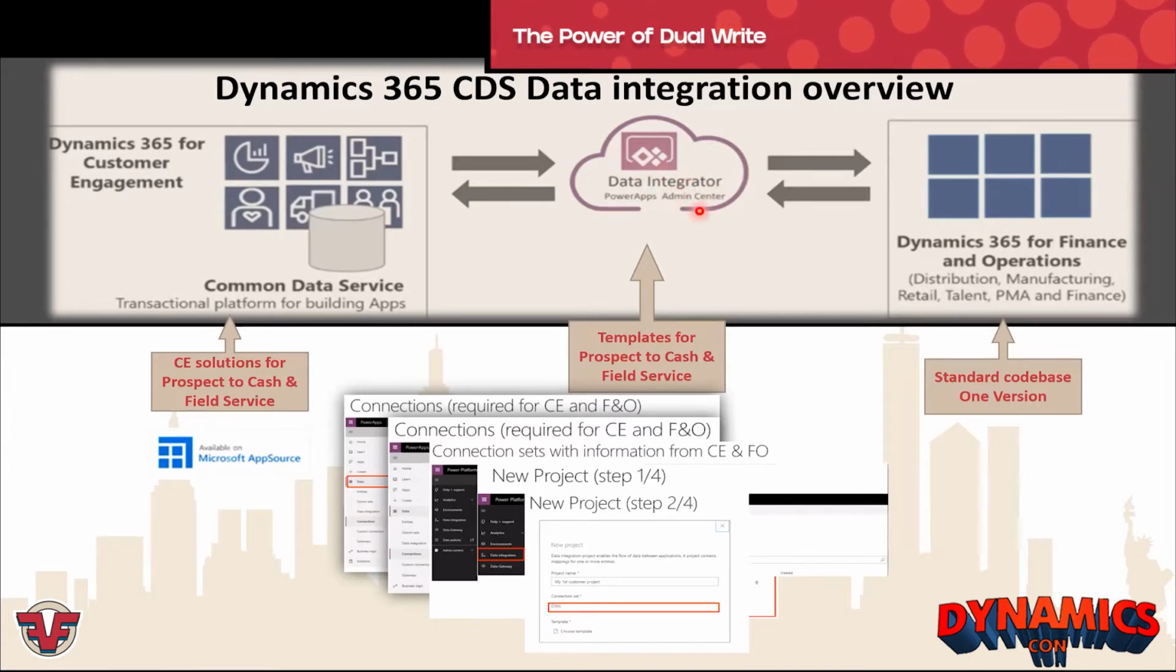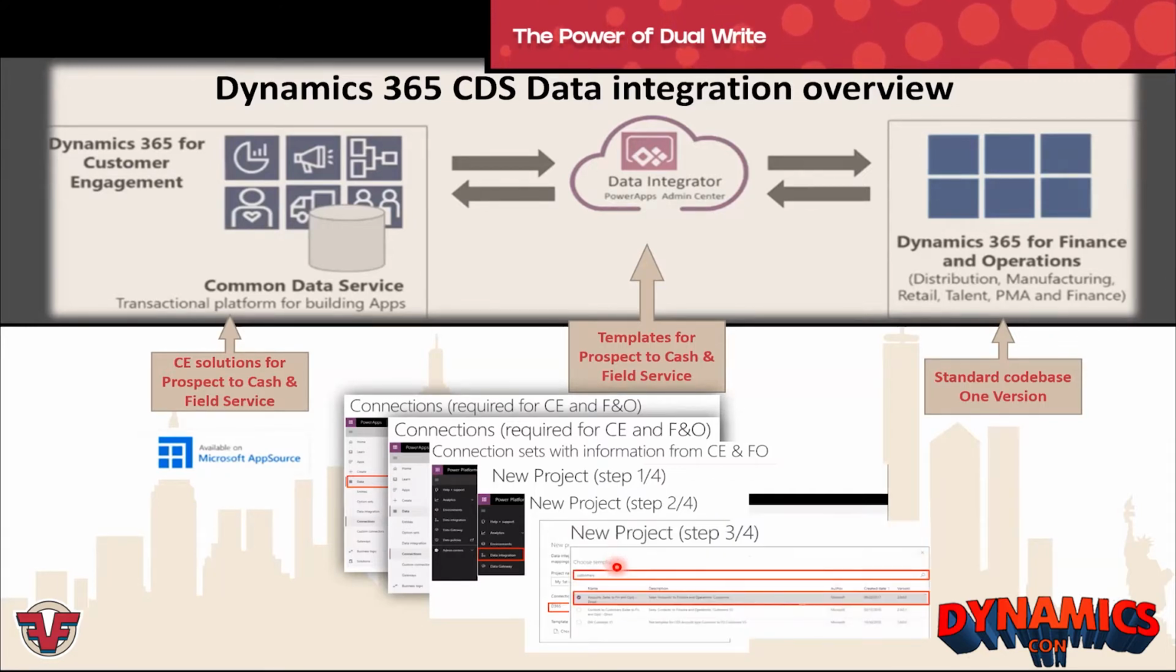That's the reason only the admin user can configure all these templates and projects in the Power Platform. The third step is a continuation of choosing an out-of-the-box project template here. As you can see, these are the templates. These are the out-of-the-box templates which come as part of the CE solution. When you install the CE solution, either Prospect to Cash or Field Service, depending on your requirement, these templates come as part of the solution here.